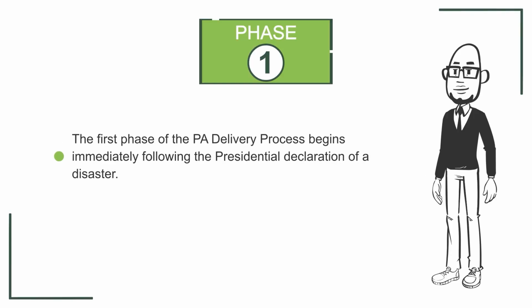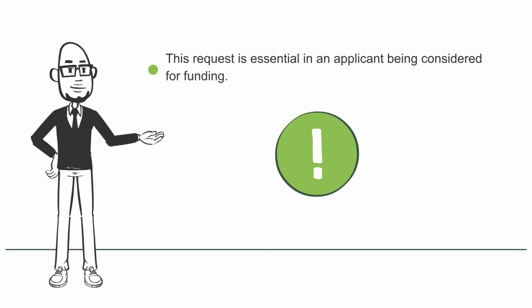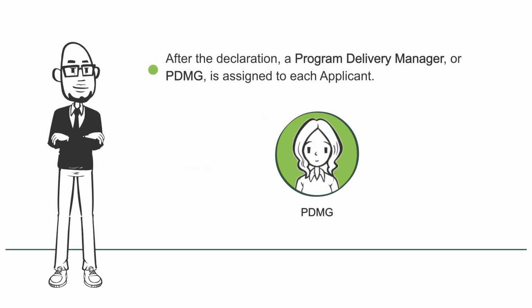The first phase of the PA delivery process begins immediately following the presidential declaration of a disaster. Applicants submit a request for public assistance, or RPA, within 30 days of the declaration. This request is essential in an applicant being considered for funding. After the declaration, a Program Delivery Manager, or PDMG, is assigned to each applicant.